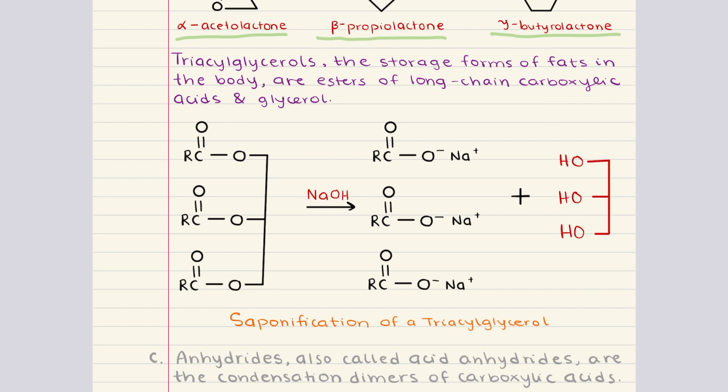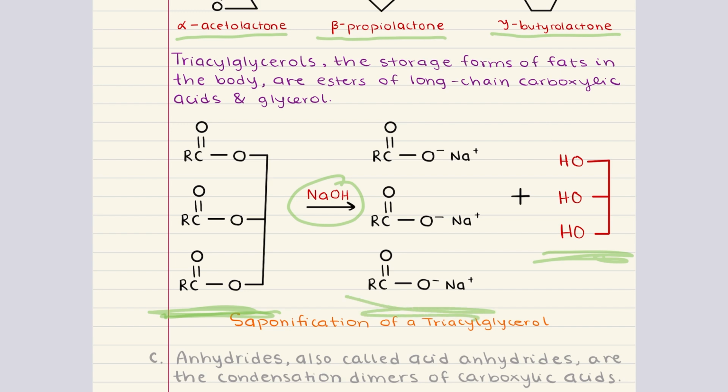Now, let's look at how triacyl glycerols can be broken down, specifically through a reaction known as saponification. In saponification, a triacyl glycerol reacts with a strong base, typically sodium hydroxide, under heat. The ester bonds are then cleaved in a process called base catalyzed hydrolysis. So each ester bond is broken, and that yields 1 molecule of glycerol and 3 molecules of fatty acid salts.